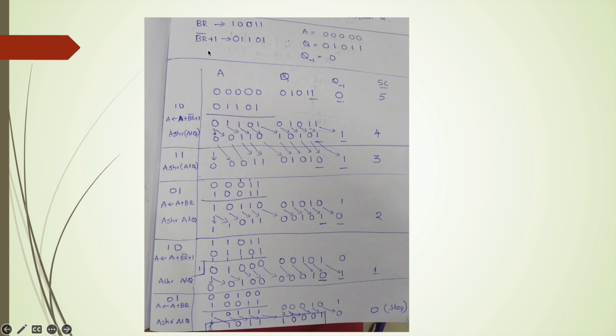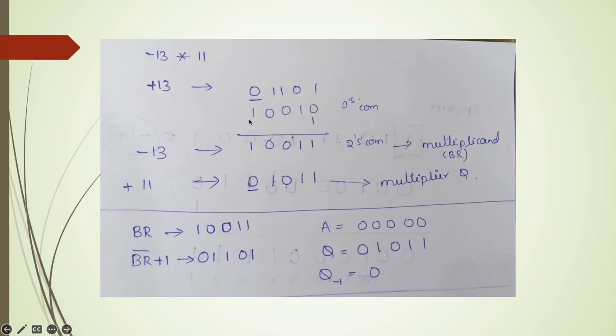So AC plus BR: the A value is this one, and BR plus 1 is this. So I added 0110 to the AC value. What do I get? 0 plus 1 is 1, 0 plus 0 is 0, 0 plus 1 is 0, 0 plus 1 is 1, 0 plus 0 is 0, and I placed it next.